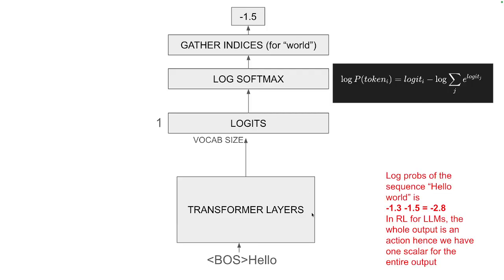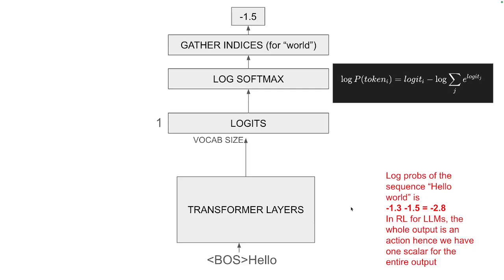And similarly now, as it is an auto-regressive transformer, the beginning of sentence and "hello" go to the transformer layers. Then we again generate the logits, and we generate the log softmax, and we gather how much likelihood our language model assigned to the word "world". And so these are a set of tokens.